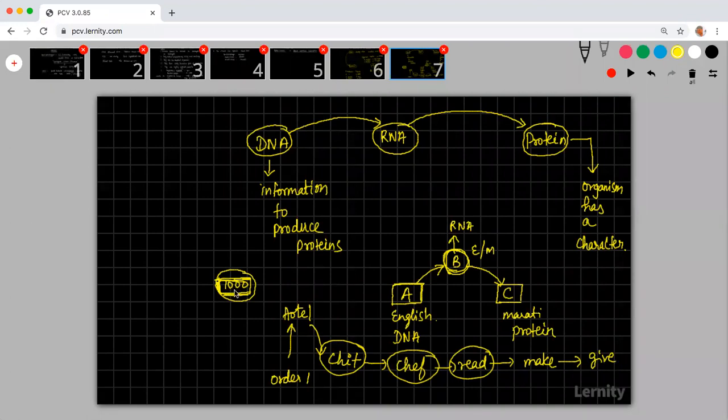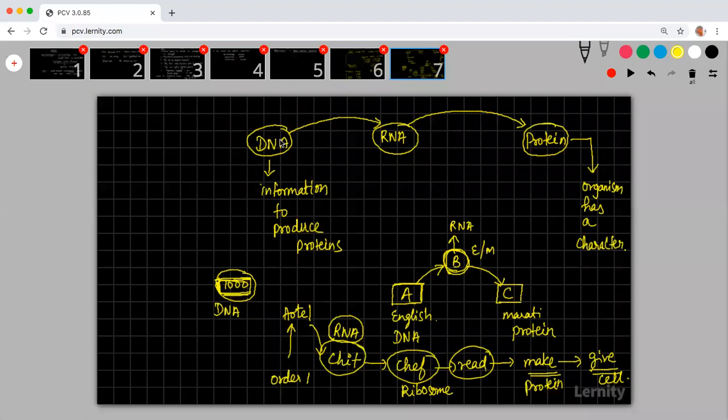So this recipe is my DNA. Your body has DNA, and your DNA has information for thousands of proteins in your body. Whenever the body requires some kind of recipe, a signal is sent to the hotelier, who will produce what is called a chit. The chit is the RNA. Who is the chef? The ribosome is the chef. The ribosome reads this RNA and makes what? Protein. And he gives it to the customer. Who is the customer? The customer is the cell. In any organism, this is how the system works. Basically, DNA is the information from which RNA is produced, and from RNA the protein is produced.